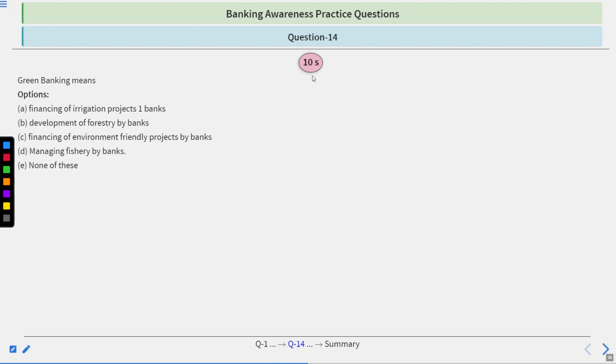Let's move forward. Question number 14. Green banking means: financing of irrigation projects, development of forestry by banks, financing of environment-friendly projects by banks, managing fishing by banks, or none of these. To answer this, you will have 10 seconds. Time starts now.